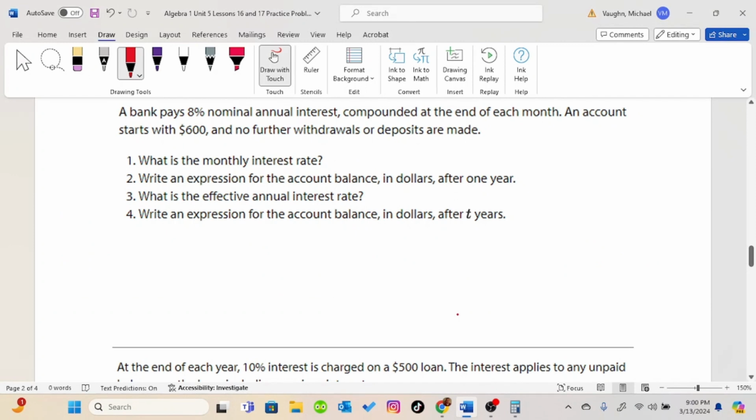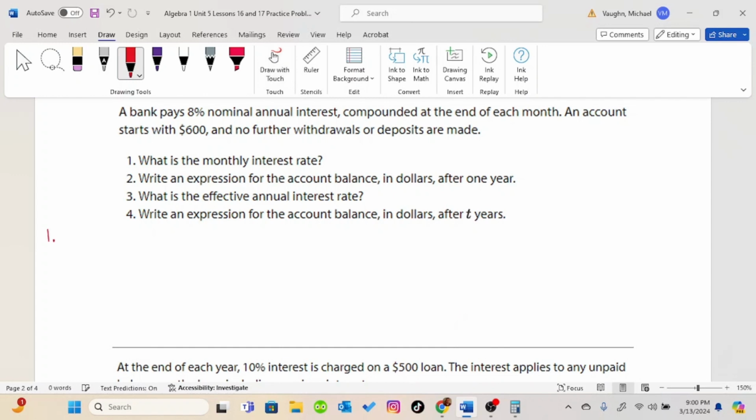A bank pays 8% nominal annual interest, compounded at the end of each month. An account starts with $600 and no further withdrawals or deposits are made. Number one, what is the monthly interest rate?